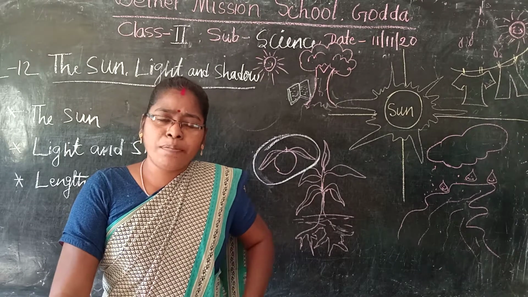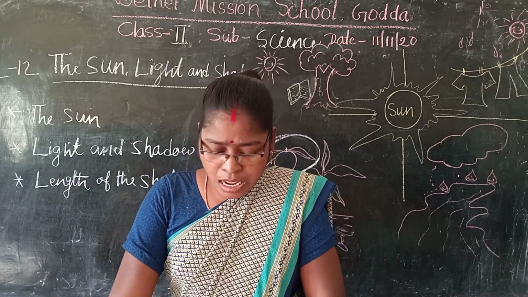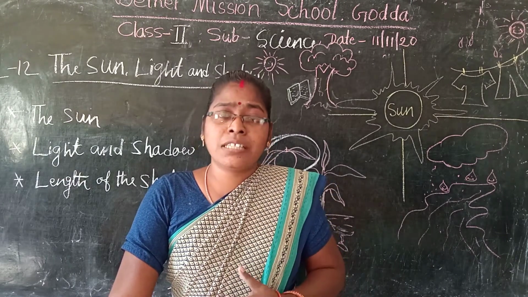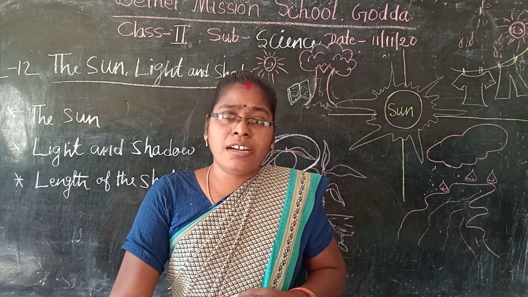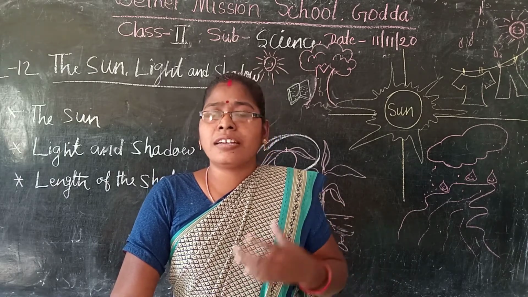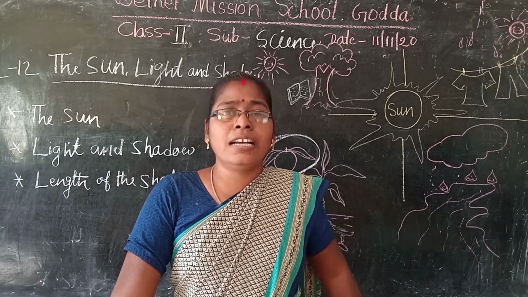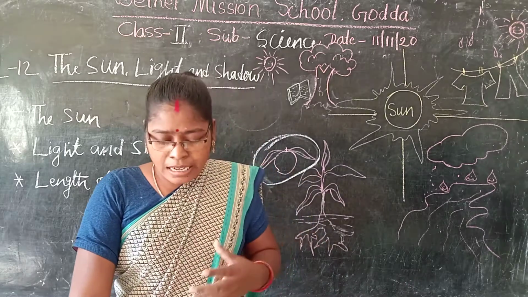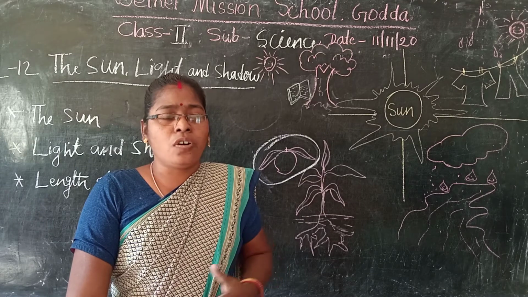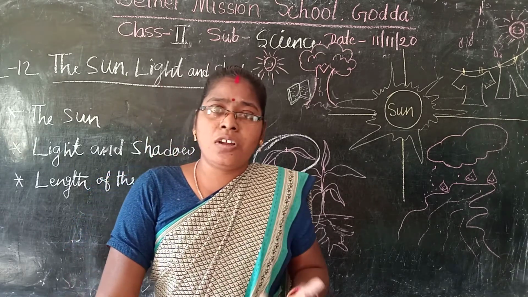So children, have you noticed that when we stand with the sun behind us, a dark shape is seen on the ground? That is called shadow. And when does a shadow form?